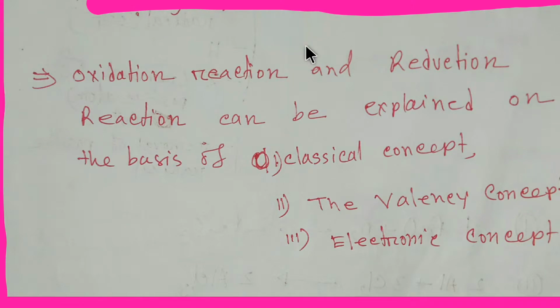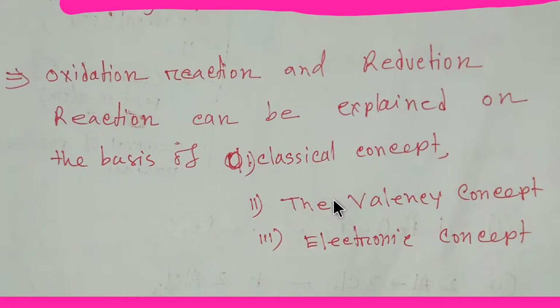Well, there are basically three concepts on oxidation reaction and reduction reaction, right? The number one concept is the classical concept. The second one is the valency concept, and the third one is the electronic concept, right? The electronic concept is the modern concept. We have to focus on the electronic concept, right?